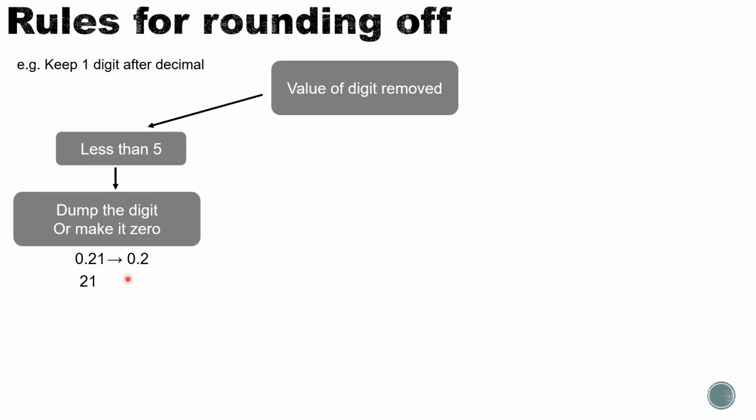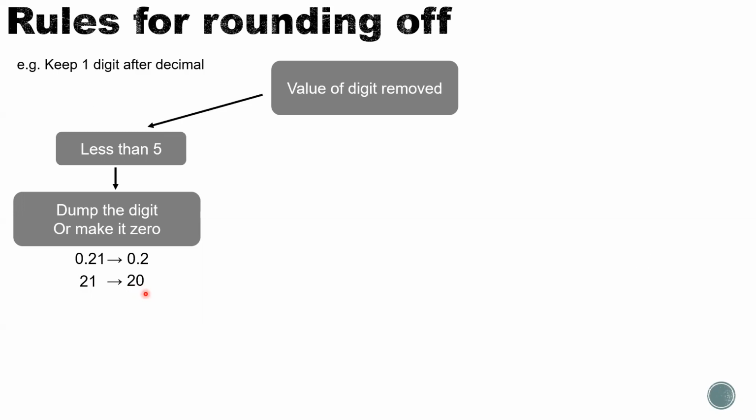Say, if we want to keep one significant figure for the number 21, we also look at the second significant figure. Here it is 1, less than 5. We can make that digit 0. So we can round 21 to 20. Please pay attention here. We don't want to add a decimal here. If we have a decimal, then 20 point, that means there are 2 significant figures.